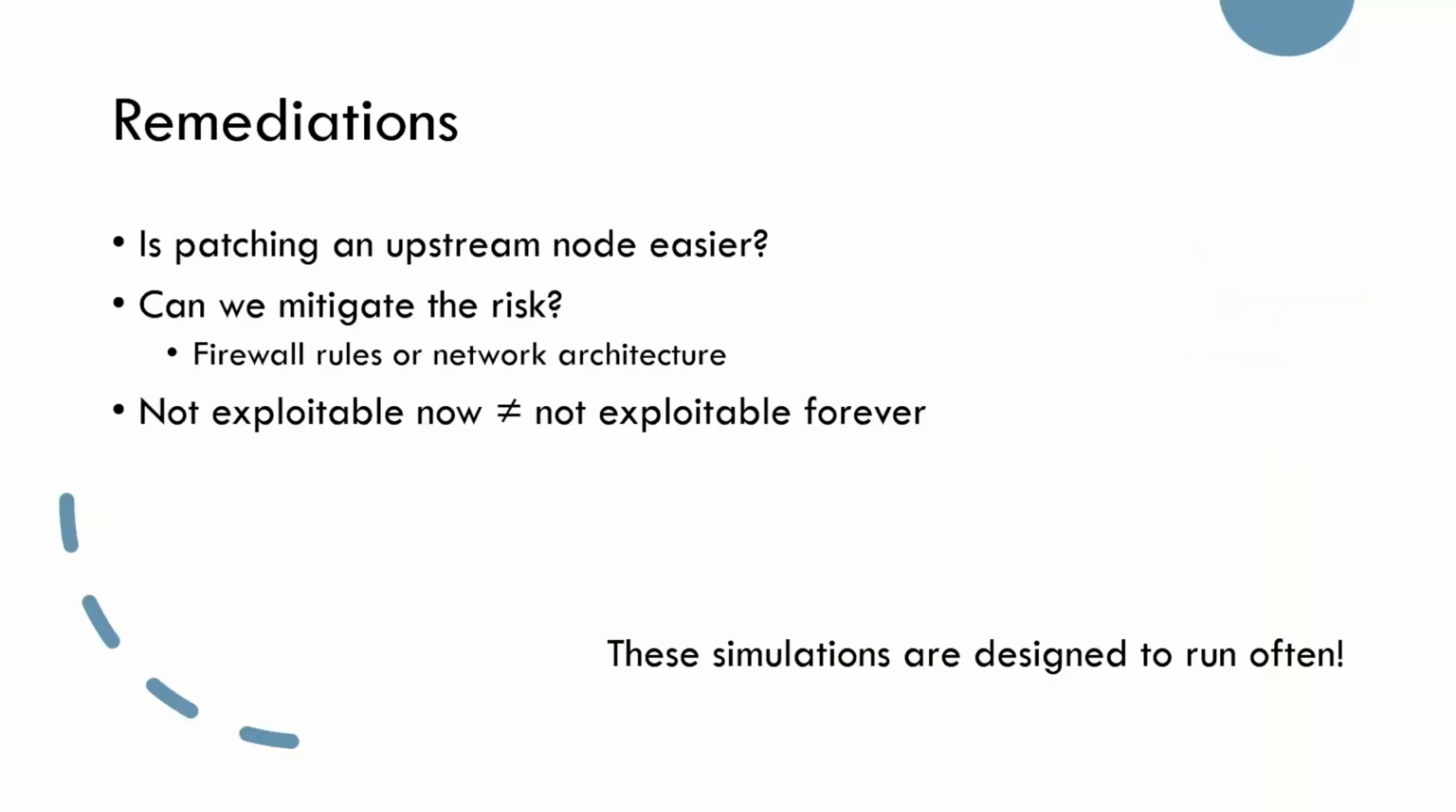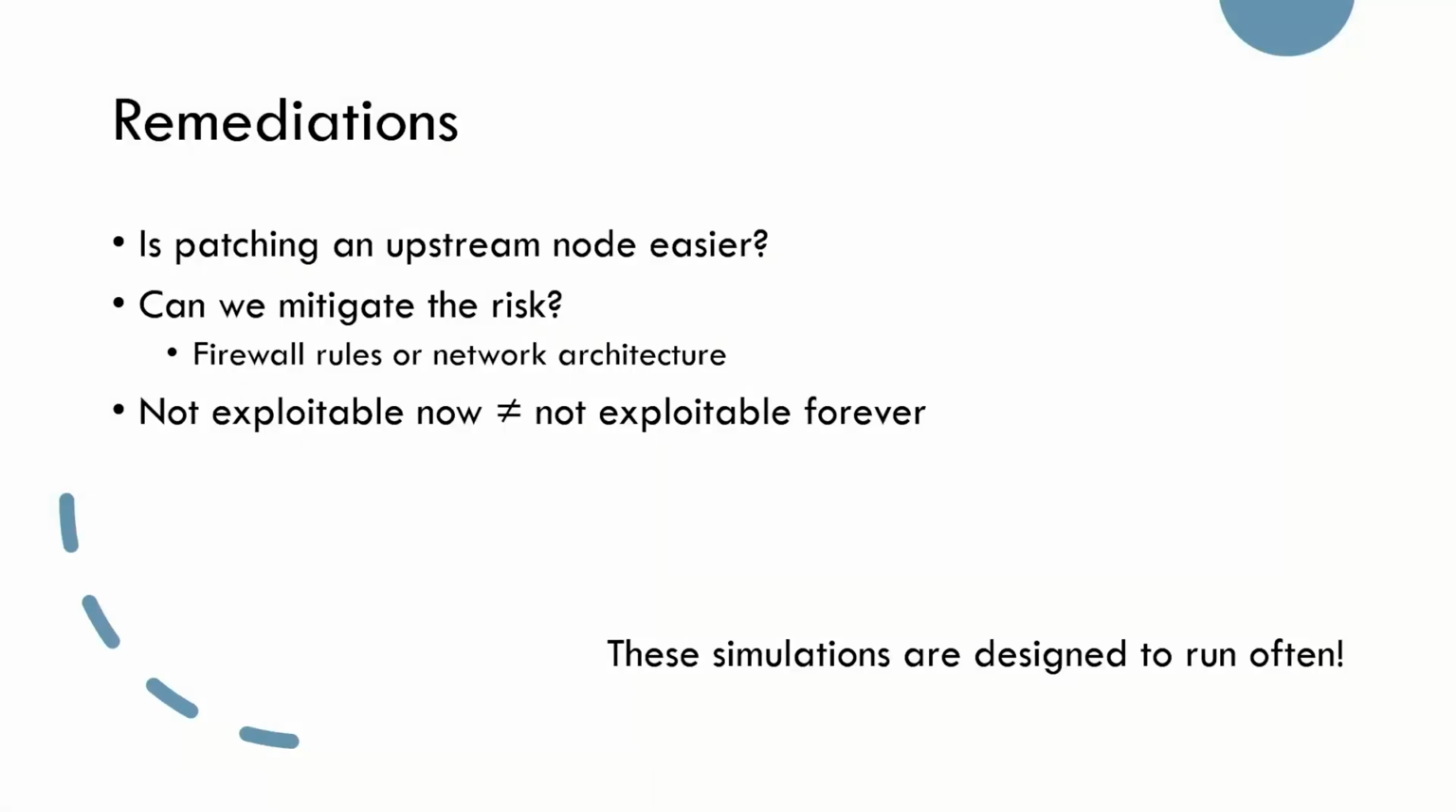When we look at remediations, we begin to have more options. We can say things like, is it easier to patch an upstream node? Does patching an upstream node actually limit attack paths for multiple vulnerabilities and multiple assets downstream, right? Can we mitigate the risk? Can we better implement a network architecture that segments things off, right? Being able to see that and not just see what your architecture looks like, but to be able to say, if we put something here, we could prevent exploitation later. Firewall rules, of course, always review your firewall rules. That's like step one. And again, not exploitable now does not mean not exploitable forever.